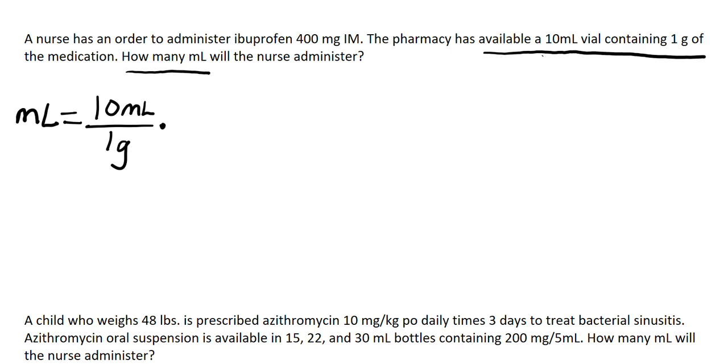Then I start my setup. The thing about dimensional analysis is it's easy if you look at your unit of measurement in your denominator. That guides you to what's going to go in your numerator. Because remember, in dimensional analysis, you want to cancel out all units of measurement except for the one that you're looking for. So if we have gram in the denominator, we need gram in the numerator in order to cancel out. So now we go to our order, 400 milligram.